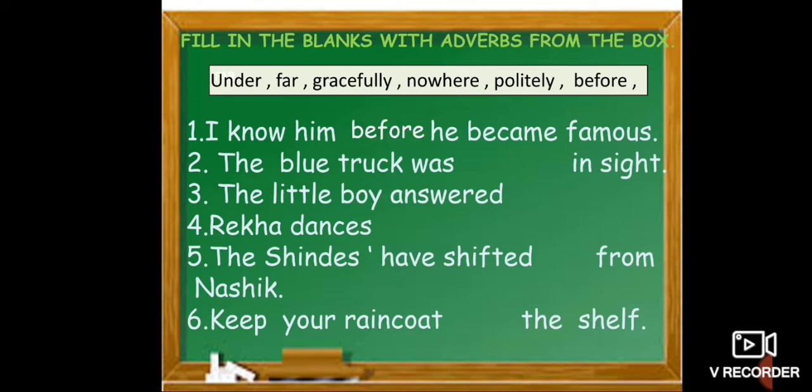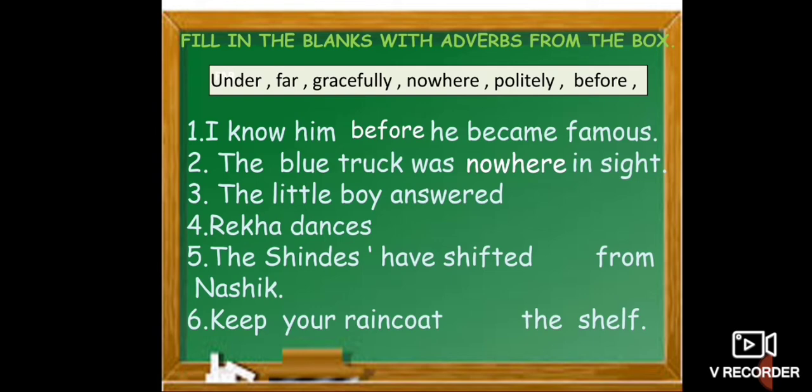He became famous. Second sentence. The blue truck was dash in sight. It is talking about place. The truck is not anywhere in sight. So ask the question, where? Nowhere. In sight.